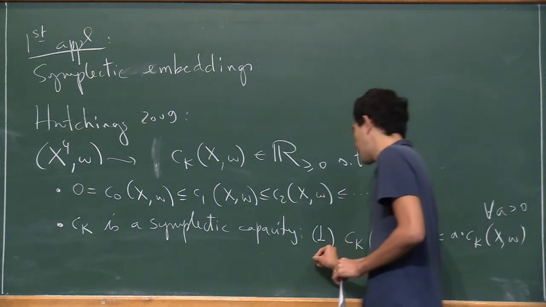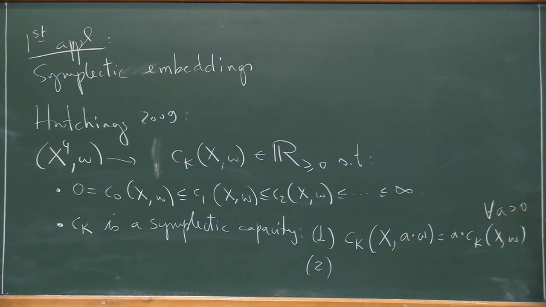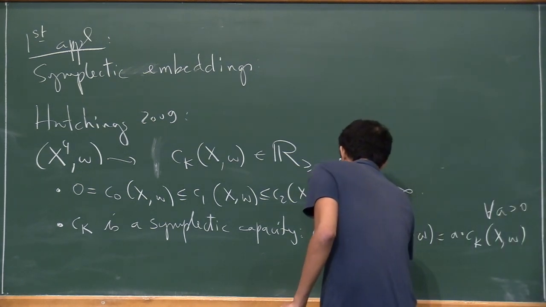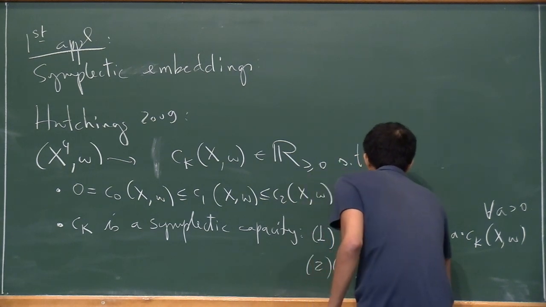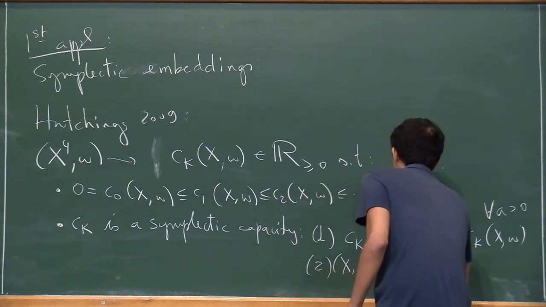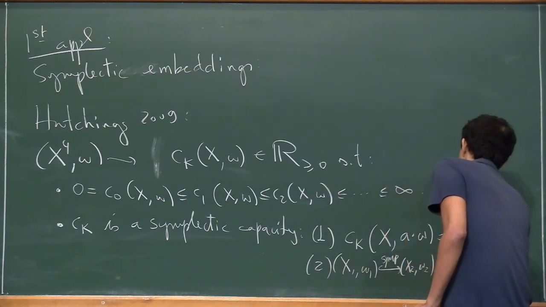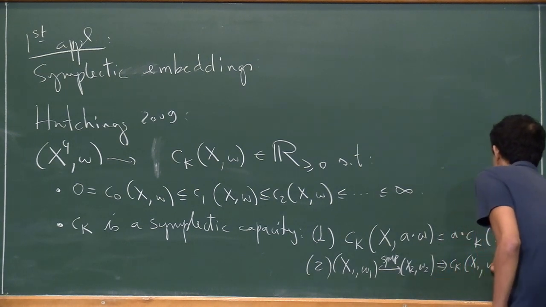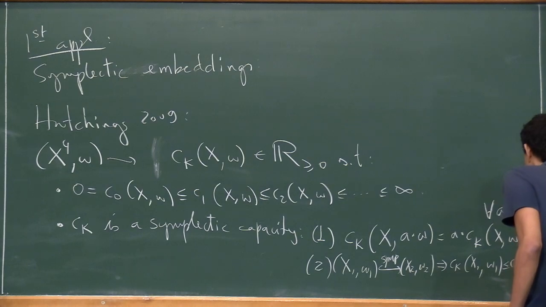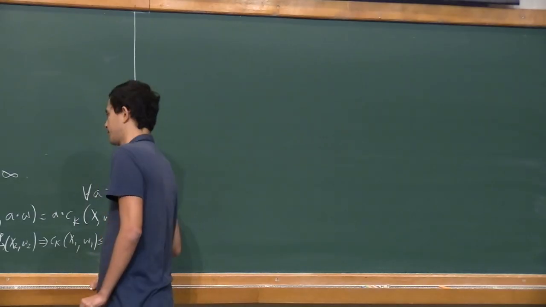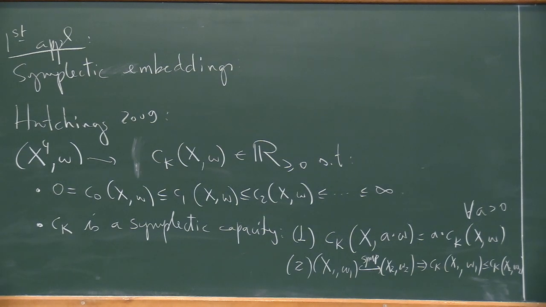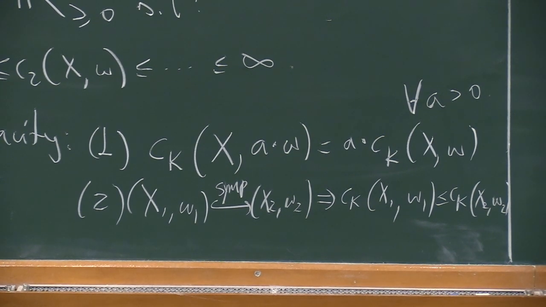And the second property is that it obstructs symplectic embeddings. So if one manifold embeds into another symplectically, then this number on the left is going to be less than or equal to the number on the right. So if (X1, omega 1) symplectically embeds into (X2, omega 2), then c_k of (X1, omega 1) is less than or equal to c_k of (X2, omega 2). Okay? Sorry, the handwriting got a little small. But I think you know what's written.